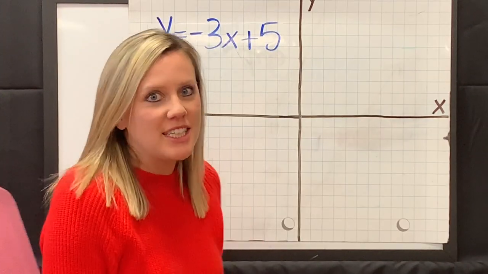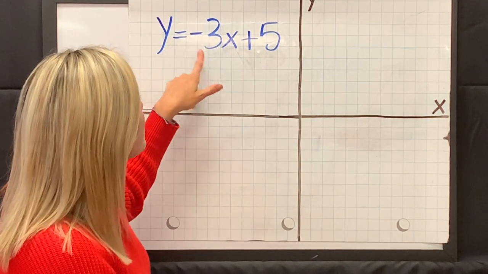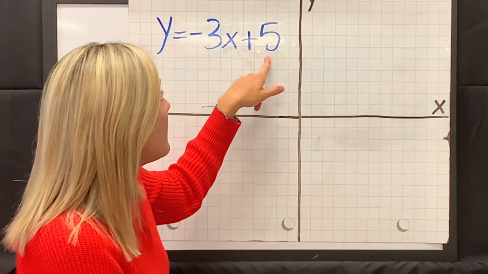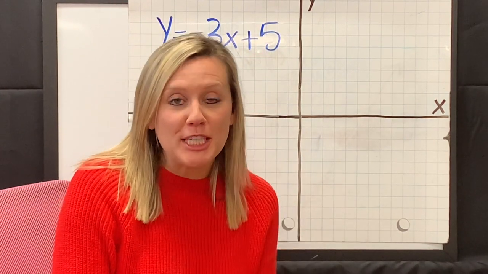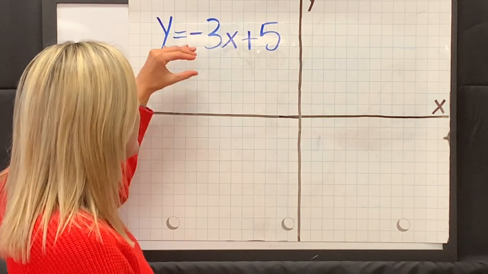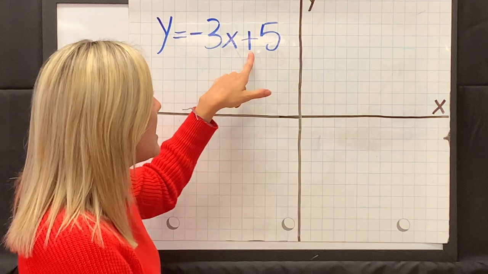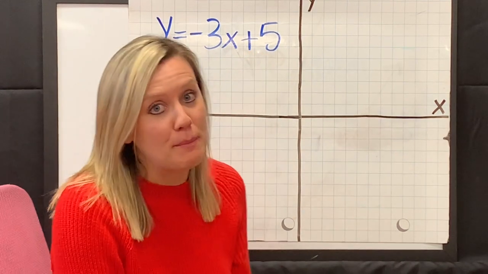Let's do another one. Here is my next equation. It's very similar to the one we just did. Y equals negative 3x plus 5. And I know my equation is in slope-intercept form because I have y, then the equal sign, then a number, then my variable x, and then plus or minus another number.